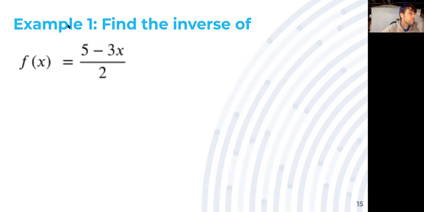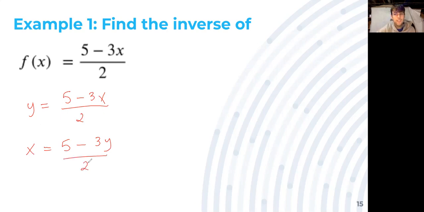So what we do here, first thing I'm going to do is instead of writing f of x, I'm going to write it as y. The next step, I don't remember the numbers right this second, is going to be to interchange or switch the x and y variables. So where there was a y, I'm going to put an x. And where there was an x, I'm going to be putting a y.